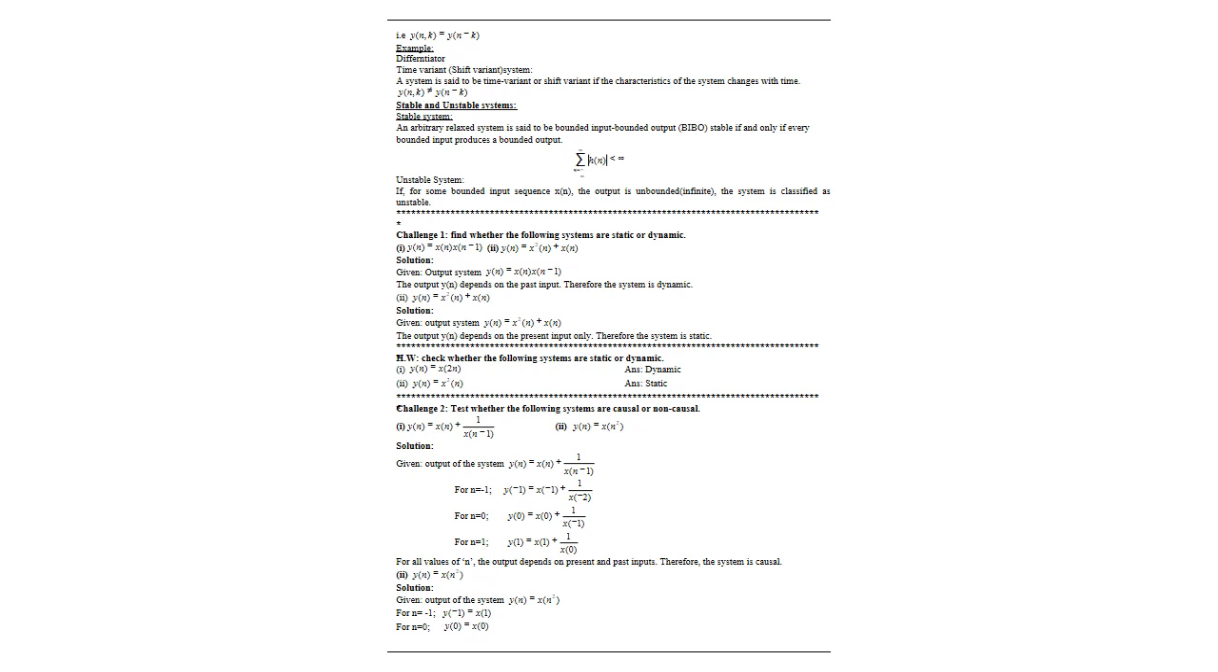Next we are going to see about the time variant system. The system is said to be time variant if the characteristics of the system change with time. That is, y of n comma k is not equal to y of n minus k.